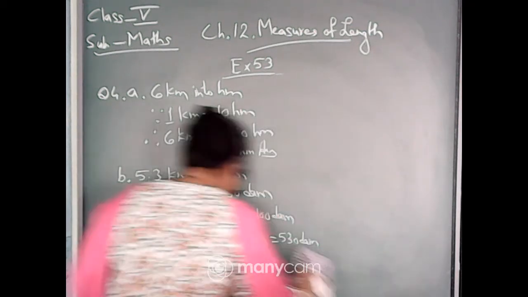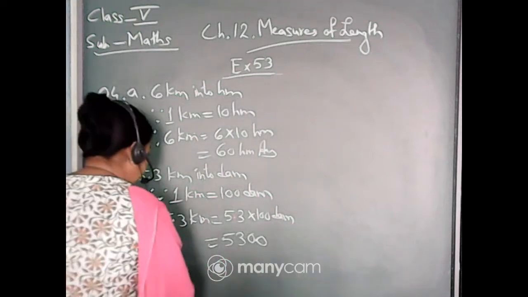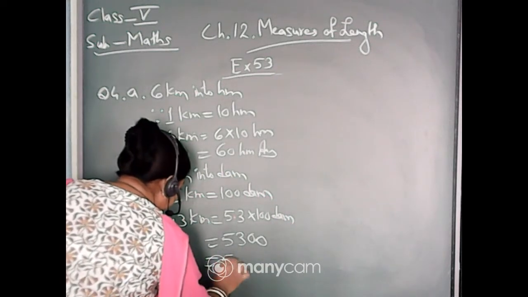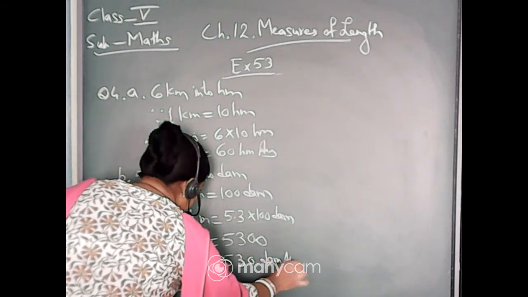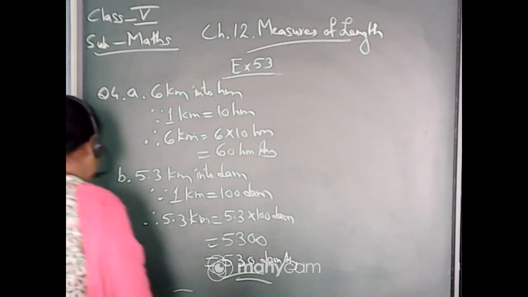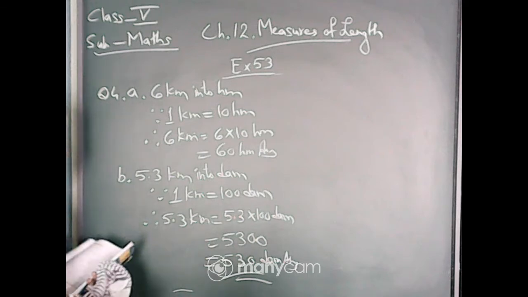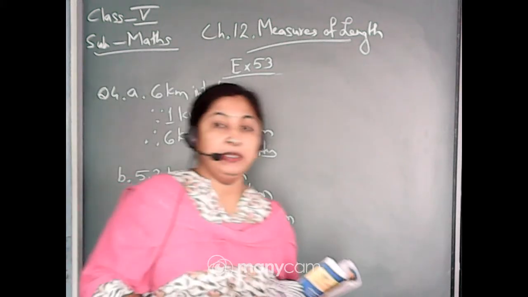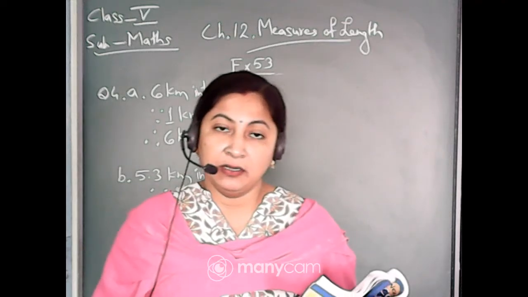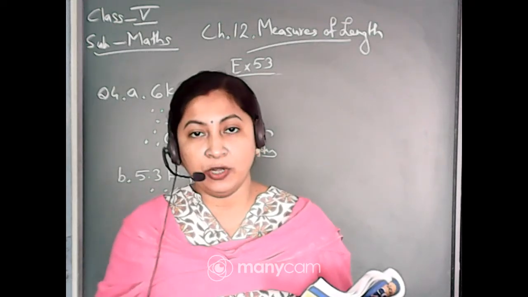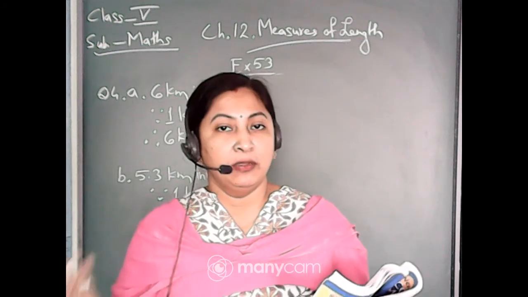Rather, 530 decameter is the answer. Clear? For this you have to memorize the table. That means kilometer, hectometer, decameter, meter. Like this you have to memorize from higher to lower units. Then only you will be able to do it fast.